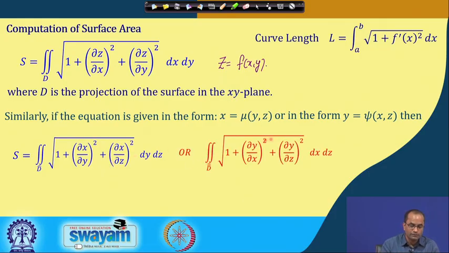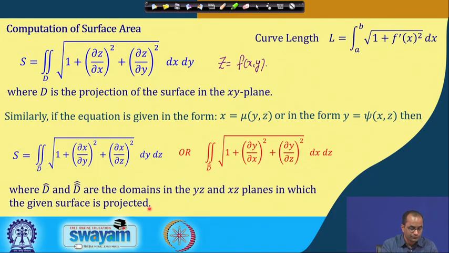Or in case the function is given by y is equal to psi(x, z), we will have the partial derivatives of y with respect to x and z, and then dx dz, and here this D-double-hat will be the projection of the surface in the xz plane. So, this D-hat and D-double-hat are the domains in the yz plane in the first case, and then in the second case in the xz plane, in which the given surface is projected.